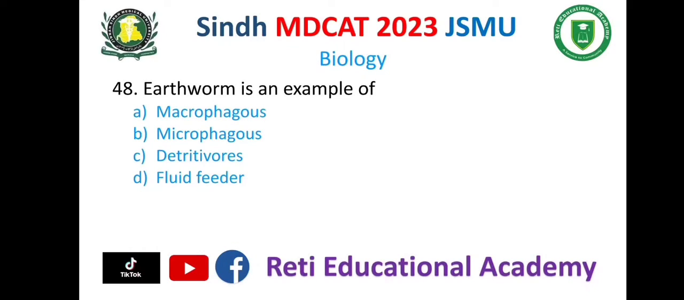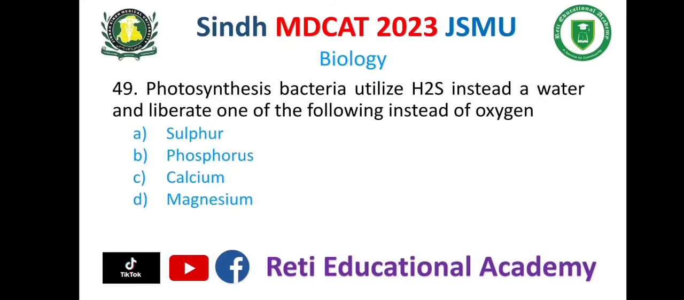Earthworm is an example of A. Macrophages, B. Microphages, C. Detritivores, D. Fluid feeder. And the correct answer is C. Detritivores. Question number 49. Photosynthetic bacteria utilize H2S instead of water and liberate one of the following instead of oxygen.